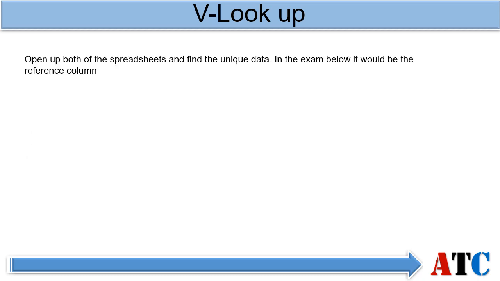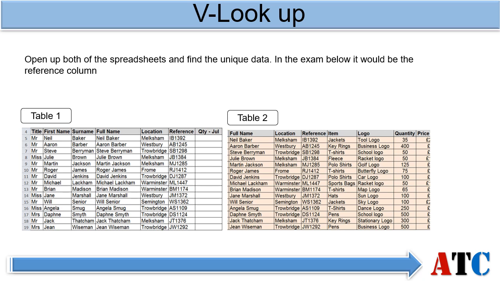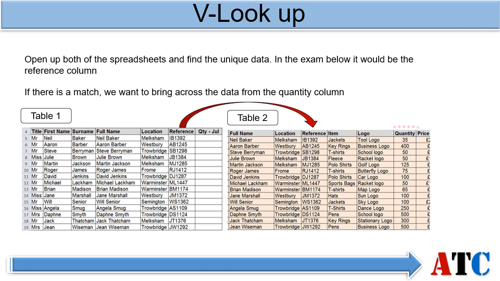First, we need to open up both tables and find the unique data. In the example below, this would be the reference column. Each reference is unique to each individual client. I also want to bring across the data from the quantity column.